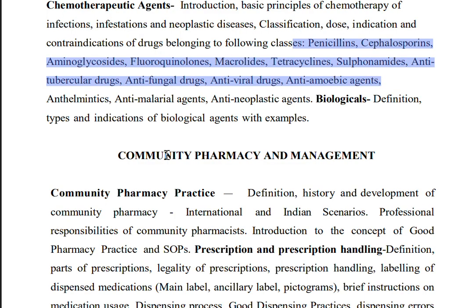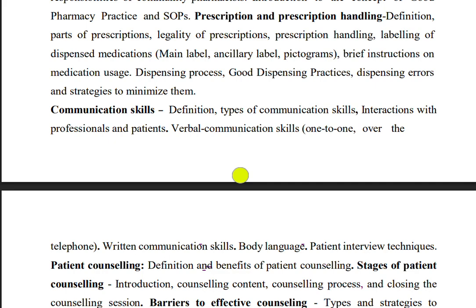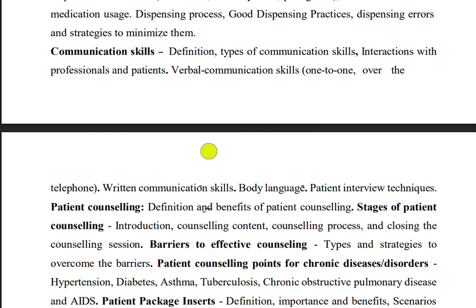Next is community pharmacy and management. This is actually what we have to know, because we have to read the prescription, the SOP, and then the ancillary labeling of the dispensed medication. We have to focus on this area, because we are working as dispensing pharmacists only. There are several criteria we have to learn: how to communicate, verbal communications, written communications, and patient interview techniques. We should learn this basic knowledge.